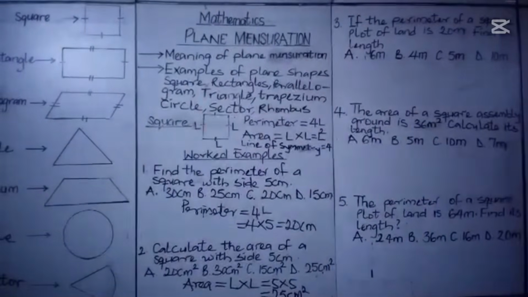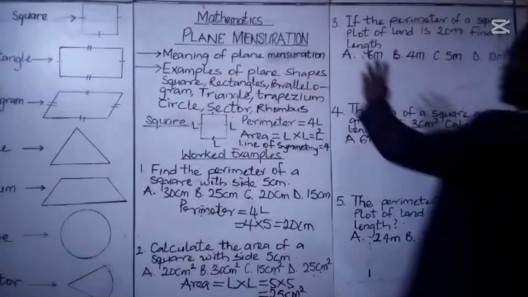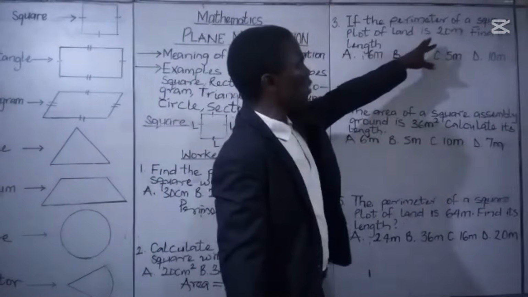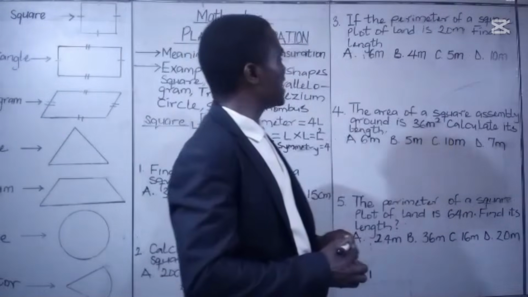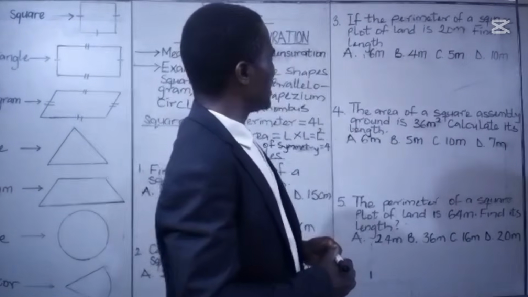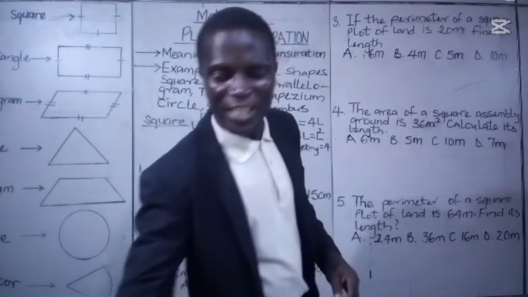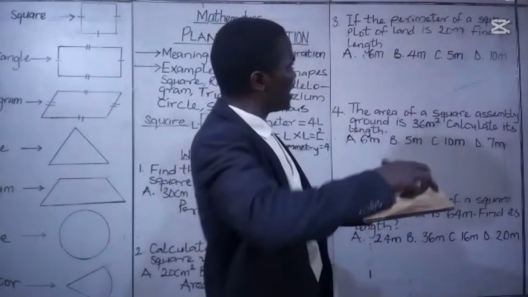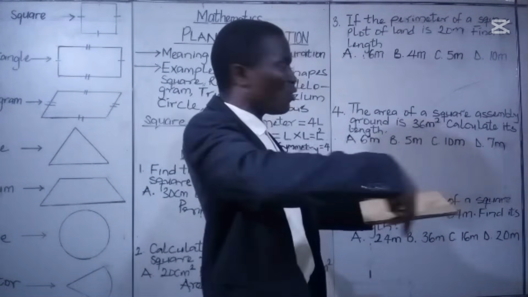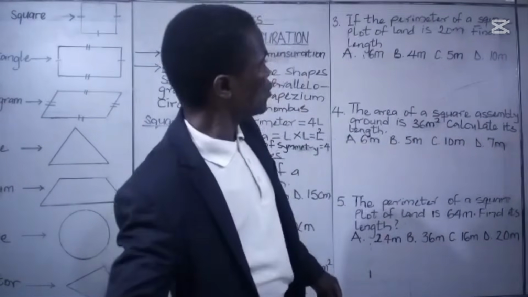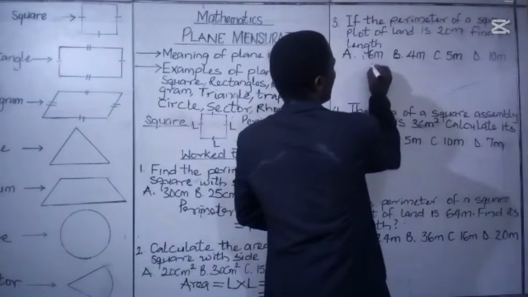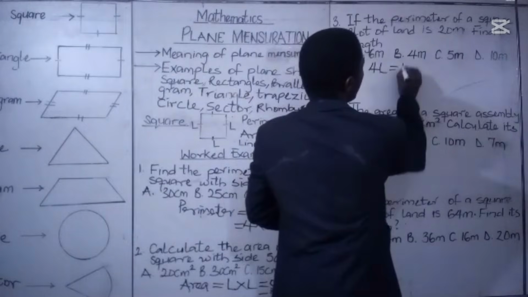And so we quickly come to example 3. The question says, if the perimeter of a square plot of land is 20 meters, find its length. Now, this is a square plot of land, and the total perimeter as we measure around is 20 meters. So we are asked to find the length. So we are going to say 4L is equal to the perimeter.